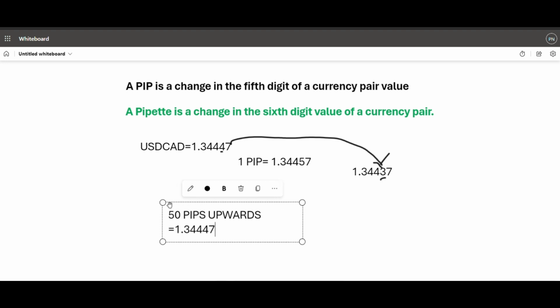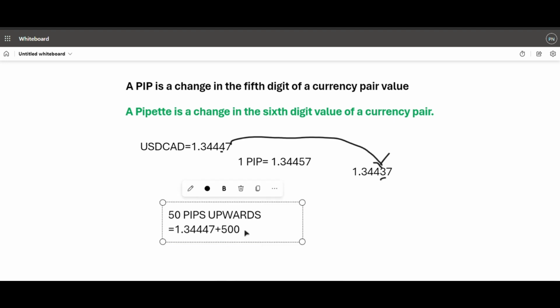1.34447 plus what? Plus 500. Why am I using 500 instead of 50? Because we are dealing with the fifth digit, which is number 4 here. If this is the fifth digit, this is the sixth digit, meaning that I'm to add 0 to the sixth digit, which I did here, 0 and plus 50.